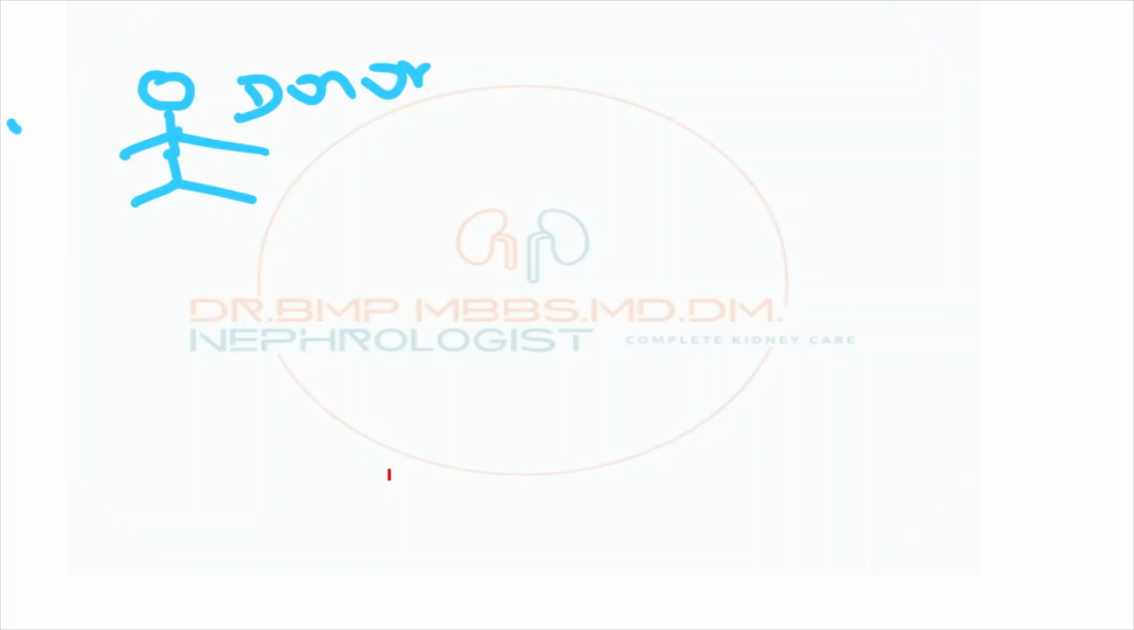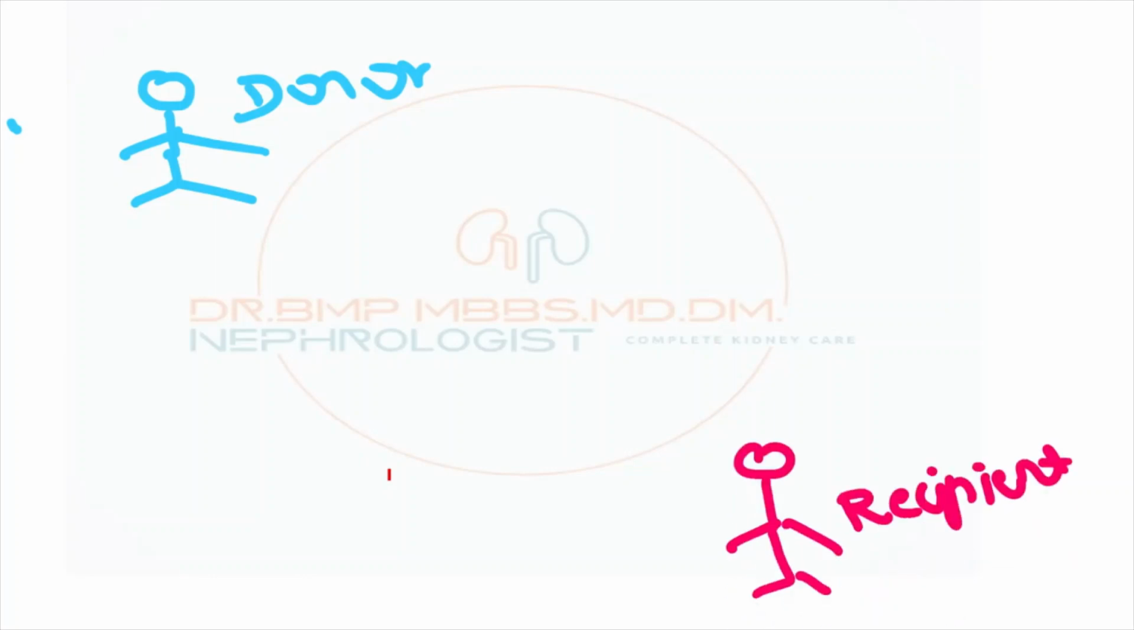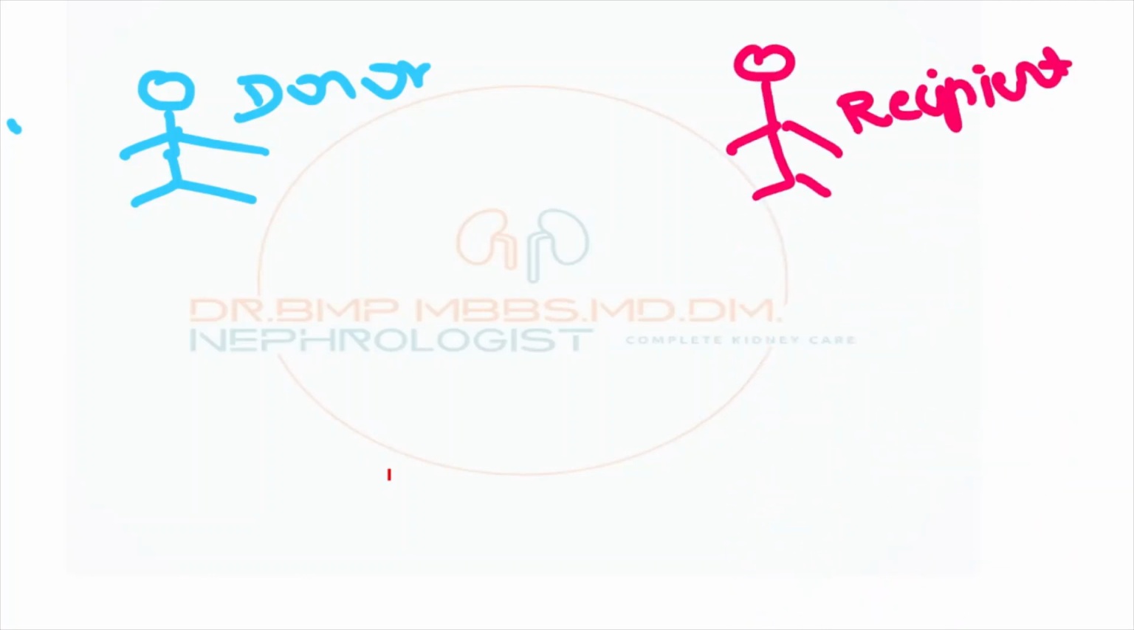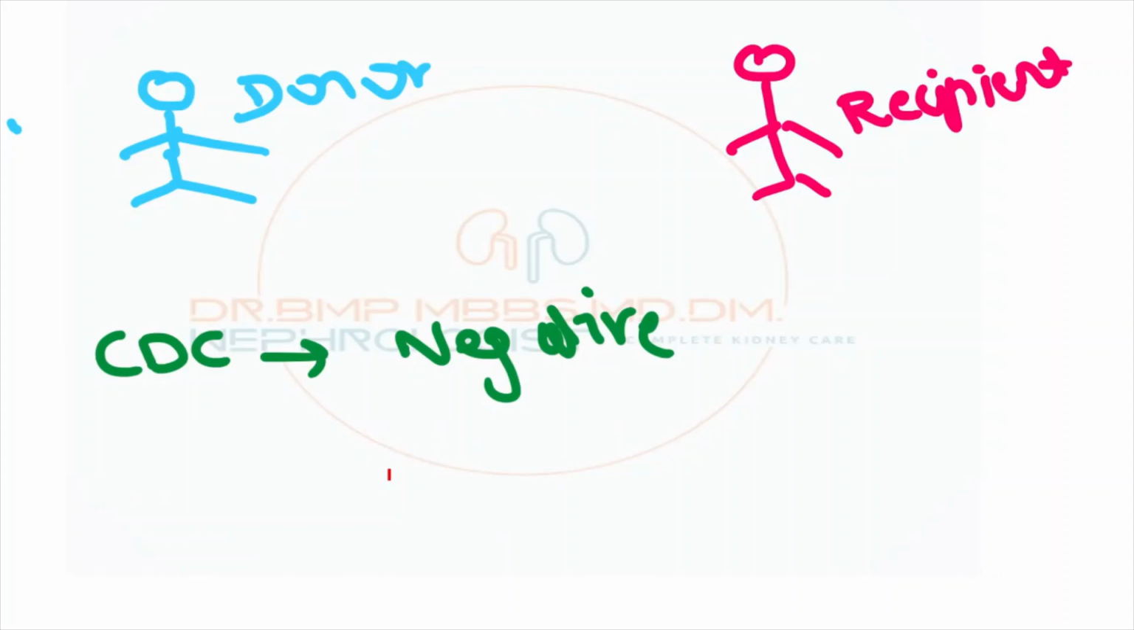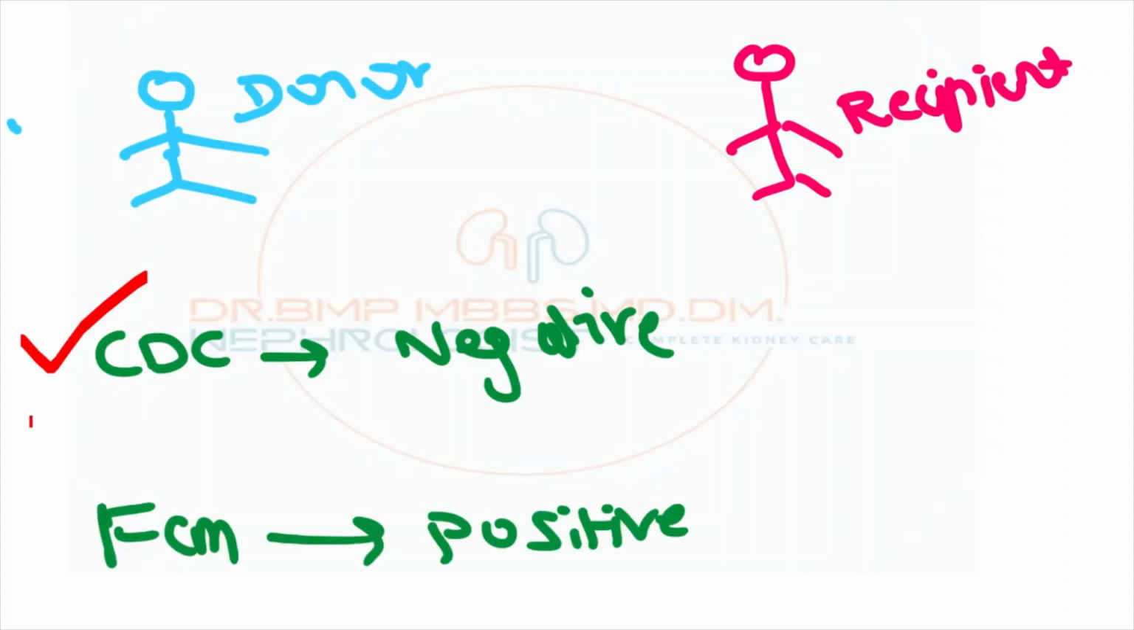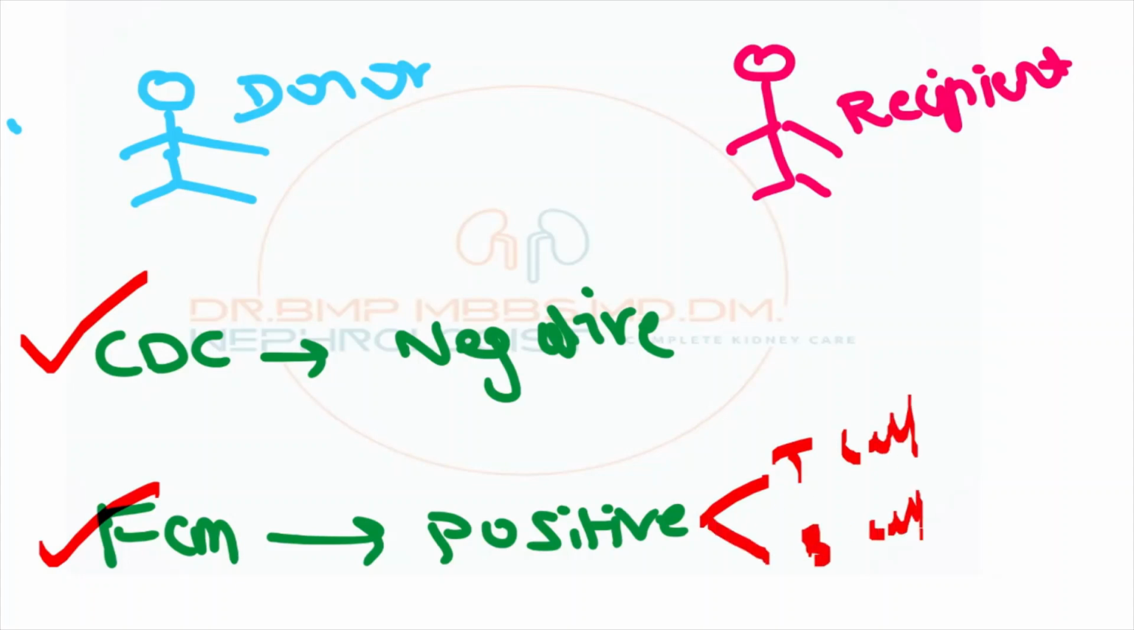So far we have seen the simple advantages of flow cytometry. If it is negative, well and good. But we will see a scenario. There is a donor, there is a recipient. CDC test is done, both T cell and B cell are negative. Okay. You are doing flow cross match. Flow cross match showed positive for T cell or B cell or for both. Then what to do? So first of all, you should understand why a flow cross match can be positive.